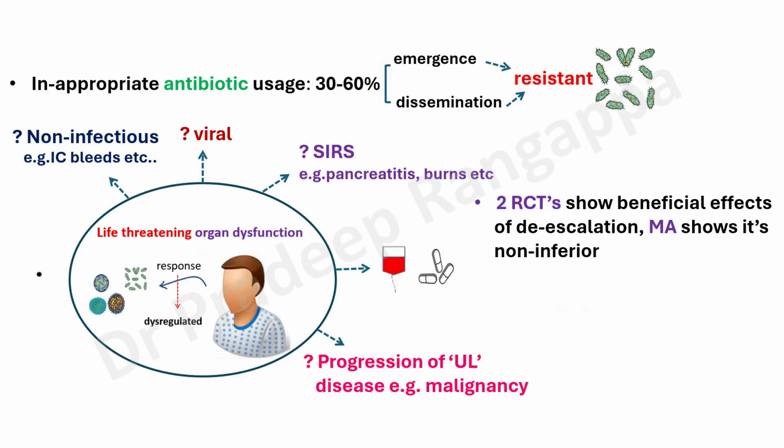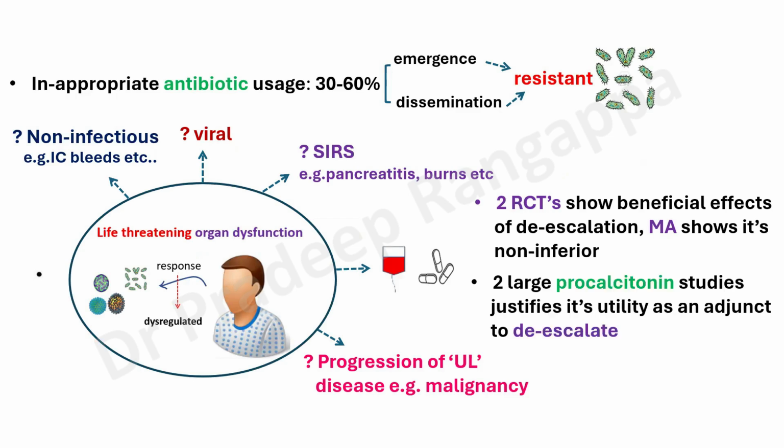And there are two good RCTs which showed beneficial effects of de-escalation. Once you have a bug, you need to de-escalate the antibiotics to a narrow spectrum and target it to that bug that has been identified. And meta-analysis also showed it's non-inferior. And two large procalcitonin studies justify its utility as an adjunct to de-escalate. So de-escalation is the way to go in adopting sound principles of antimicrobial stewardship.